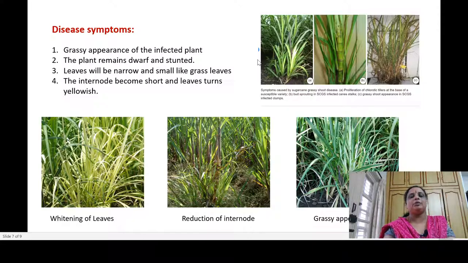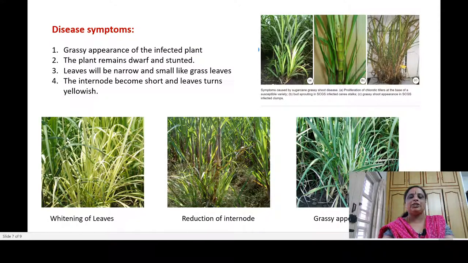The plant looks like a grass plant. A sugarcane plant should be very long and tall and should have a long leaf sheath, leaf and all. But here, it may not happen because of the infection. The sugarcane plant looks as though it is some grass plant. Initially, the leaves of the plant become white. As you can see in this particular image, the leaves become whitish.